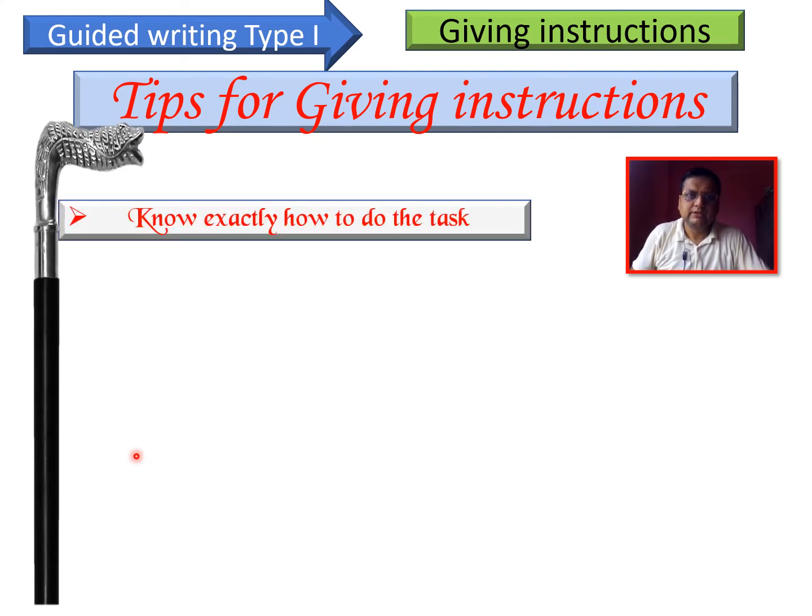Look at this first. Know exactly what to do in the task. It means there is a task given there and you have to know what to do in the task.